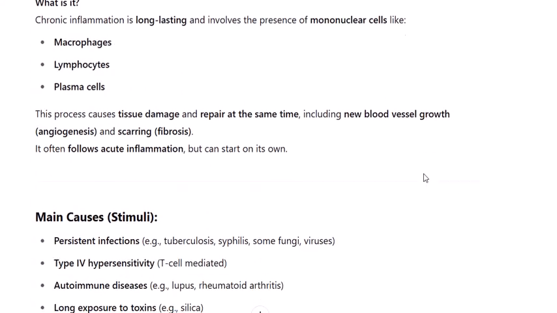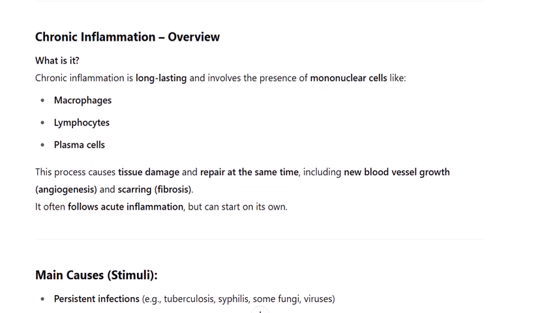Inflammation overview. What is it? Chronic inflammation is long-lasting and involves the presence of mononuclear cells like macrophages, lymphocytes, and plasma cells. This process causes tissue damage and repair at the same time, including new blood vessel growth (angiogenesis) and scarring (fibrosis). It often follows acute inflammation, but can start on its own.